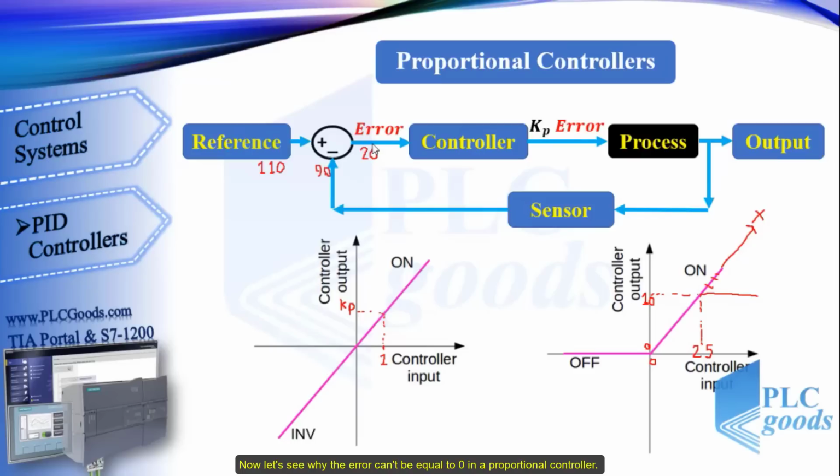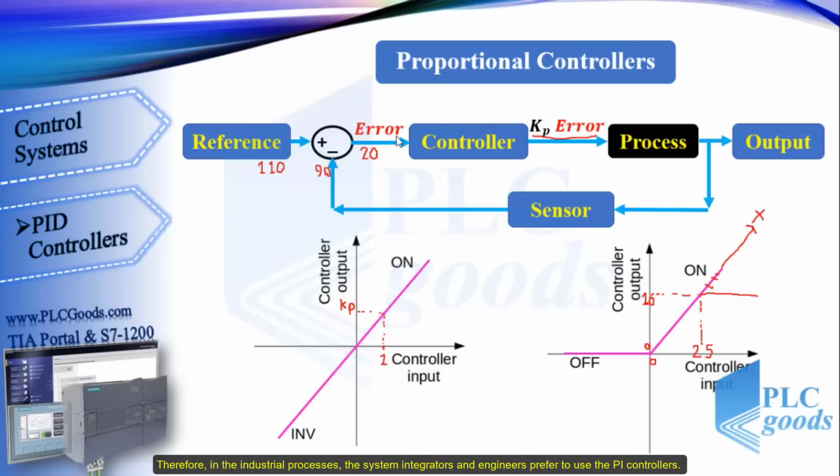Now let's see why the error cannot be equal to 0 in a proportional controller. Assuming it to be 0, the output of the controller becomes 0 as well, and then the filling valve is closed. This state decreases the liquid level because the discharging valve is open. So the reference value and the liquid level are not going to be equal. This means the steady state error cannot be 0. This is the proportional controller's weakness.